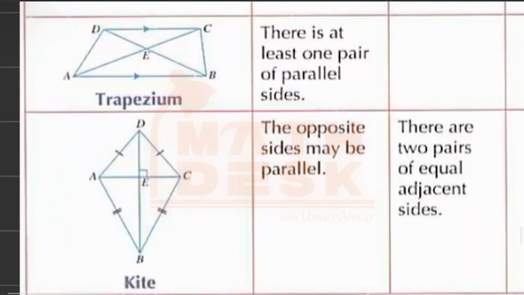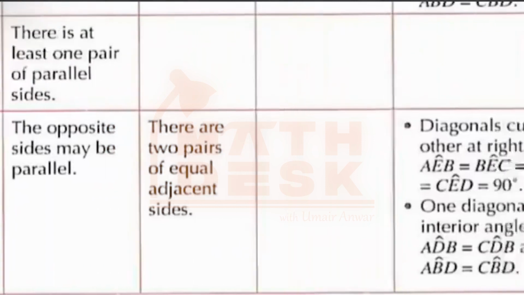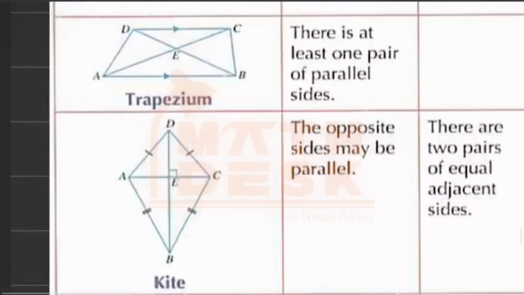Trapezium, one pair of parallel sides. AB is parallel to CD, while AD and CB are not parallel. So nothing else important here.